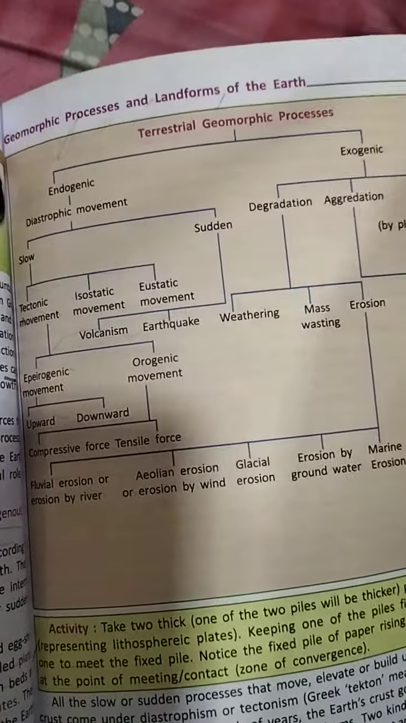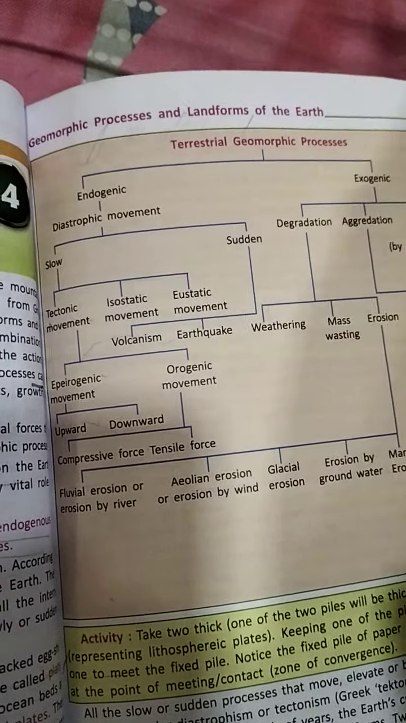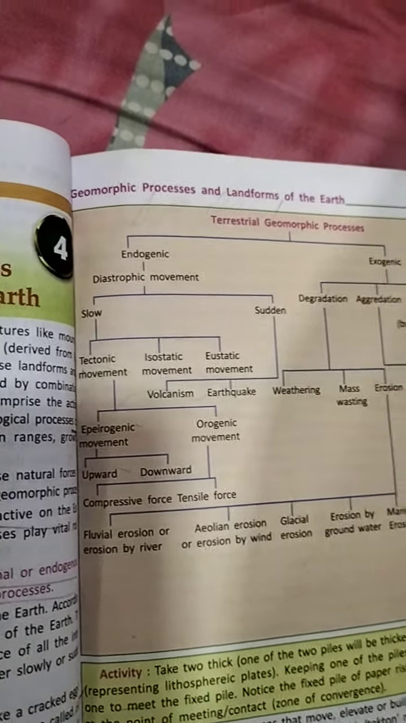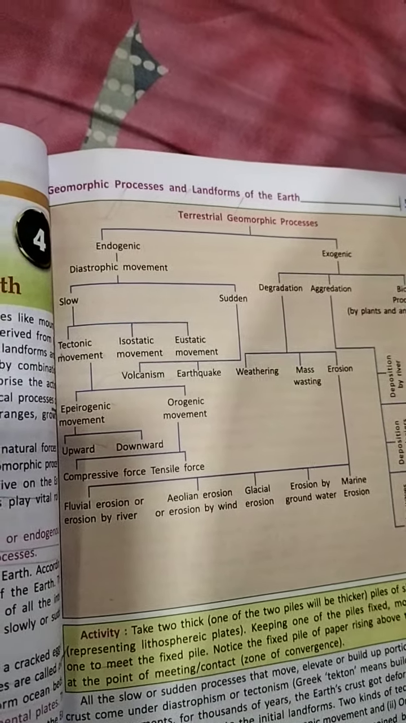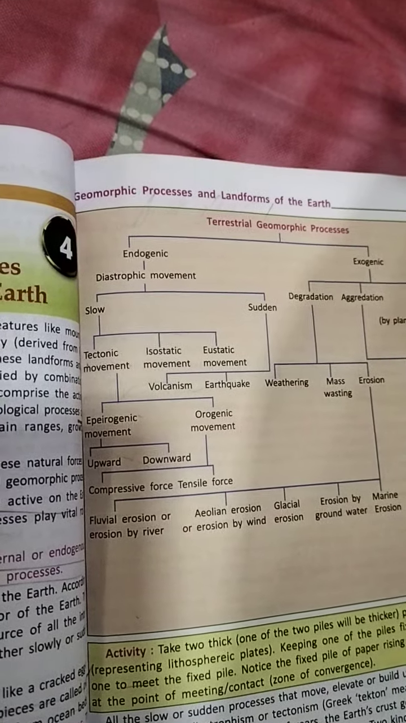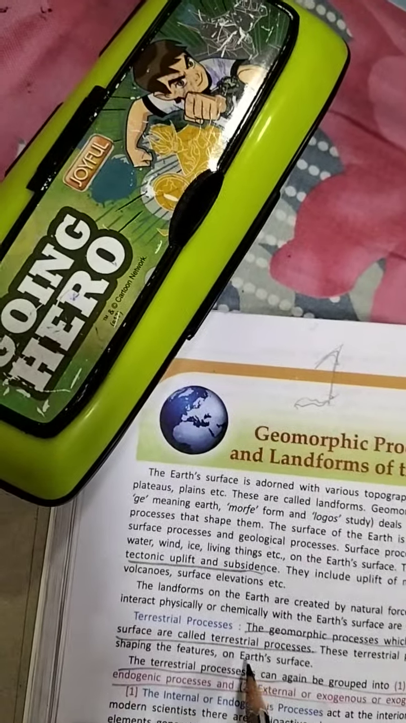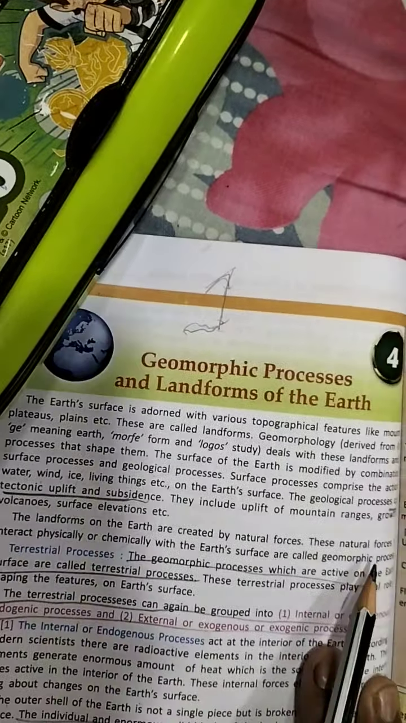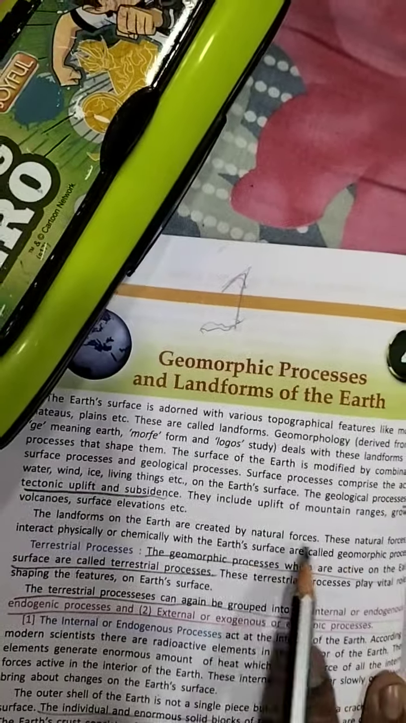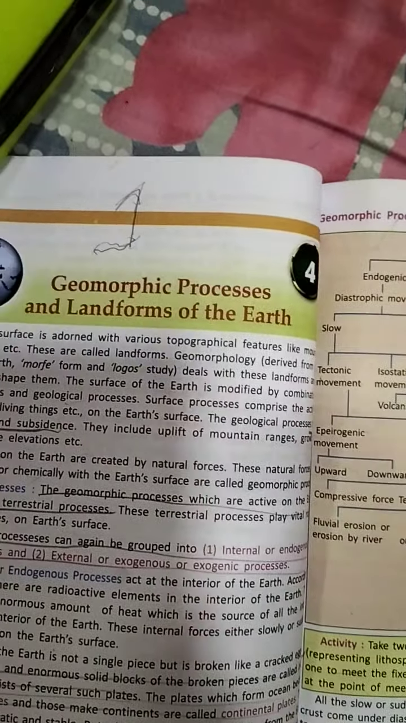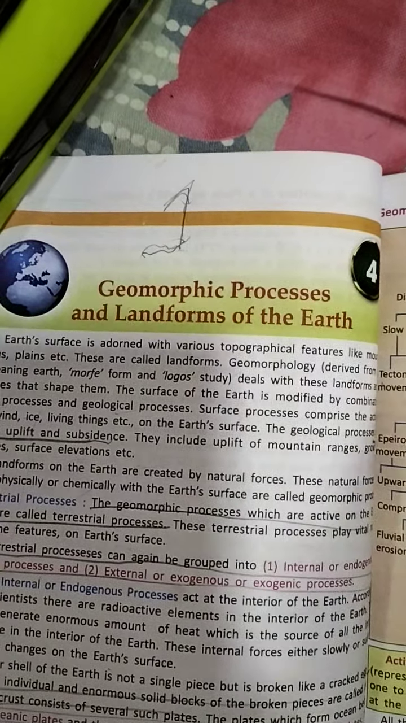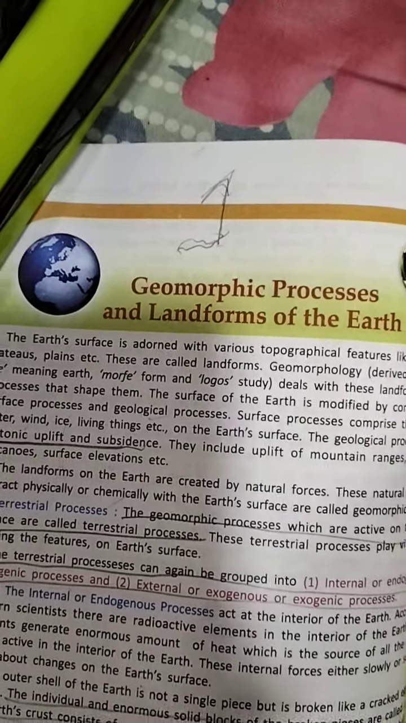Let's see, this is the chart of different geological processes that happen on the earth's surface. This chart shows all the reasons why the earth's form is like that. The landforms of the earth are created by natural forces. We already learned about these natural forces, as you know how the Himalaya mountain is formed when two landforms collide with each other and form a great mountain.